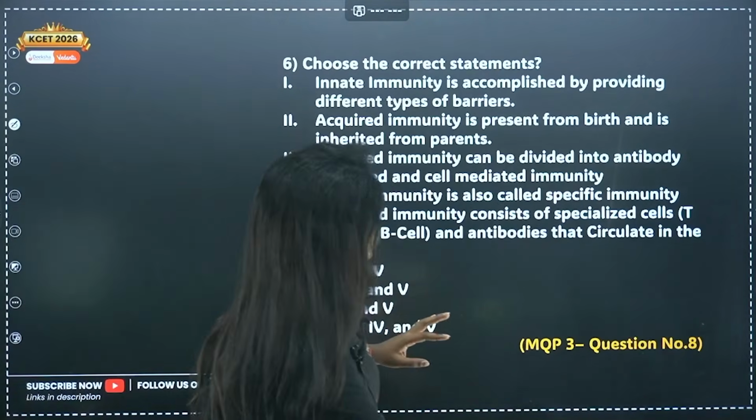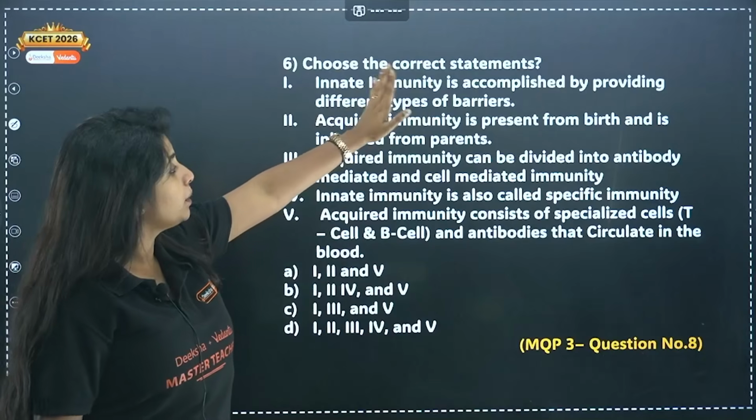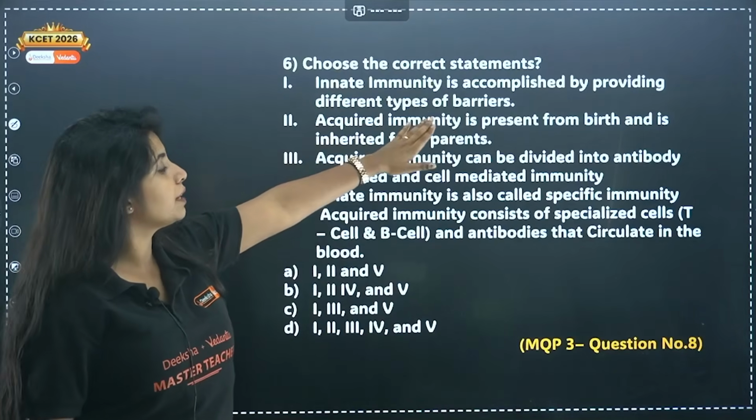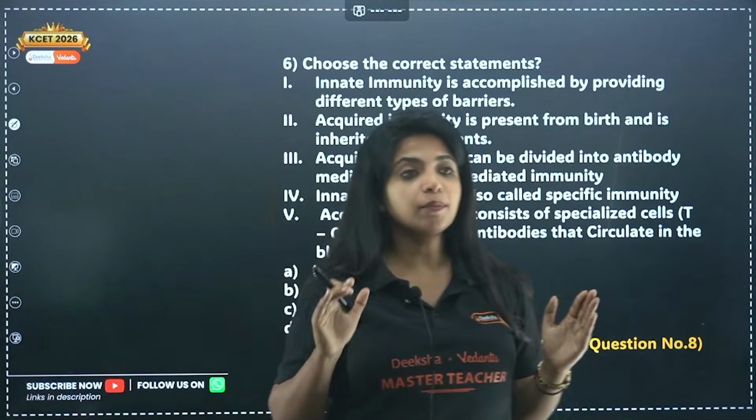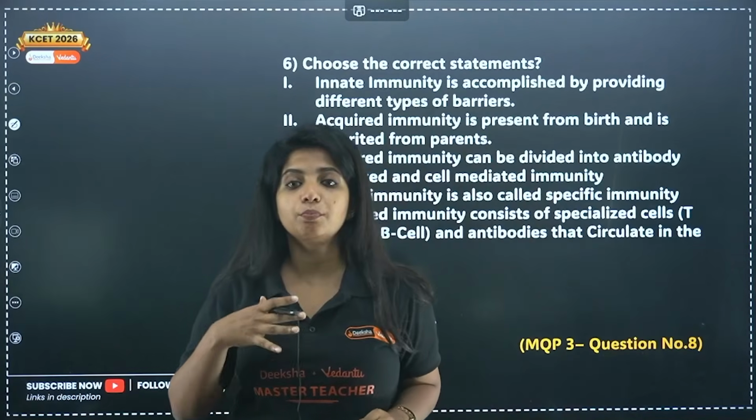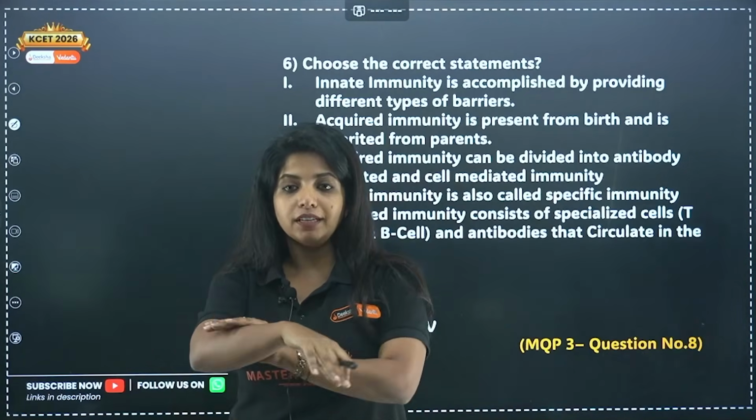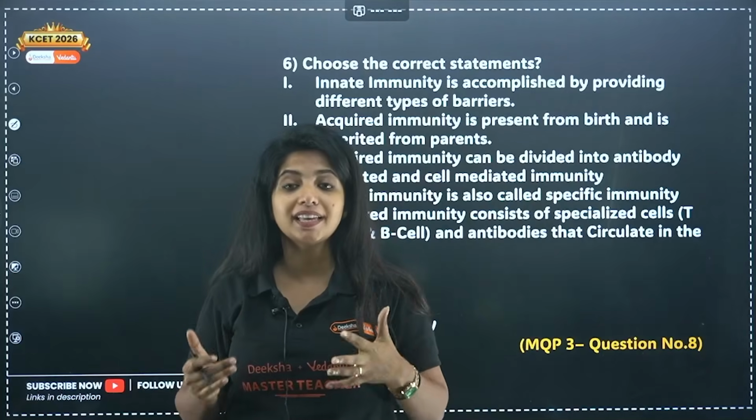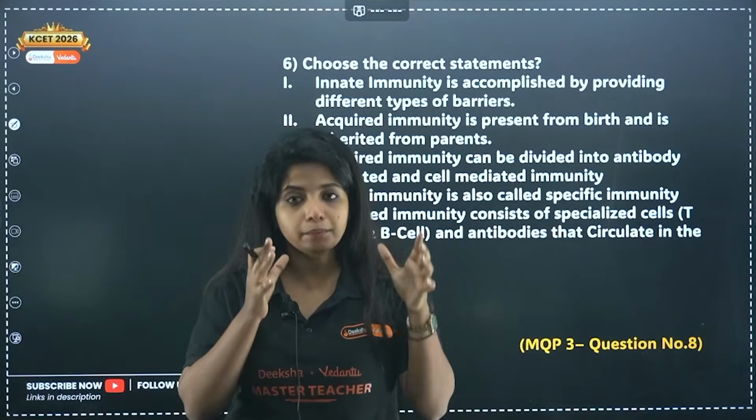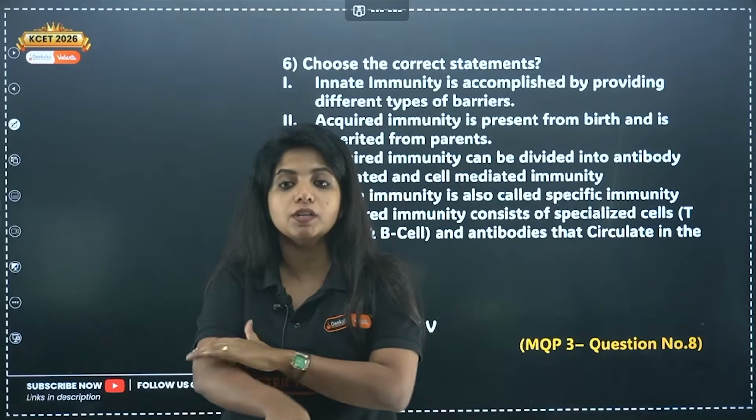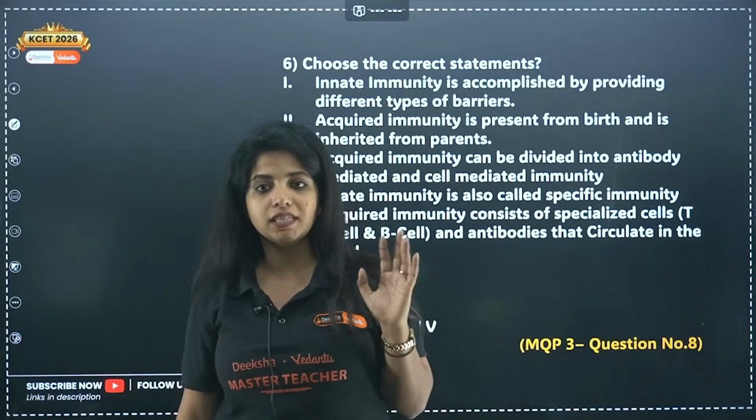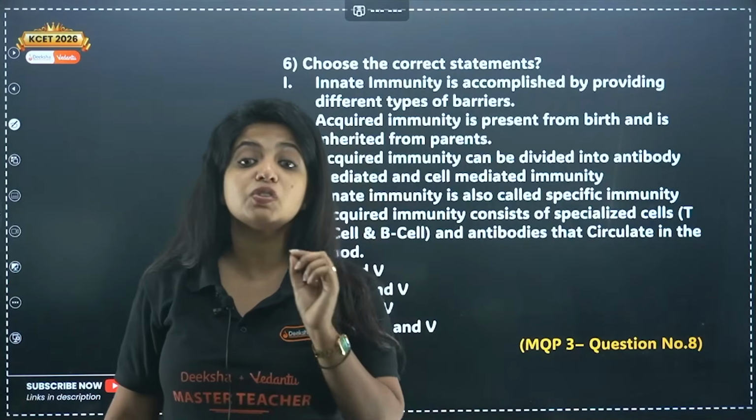So it is about innate and acquired immunity. Innate immunity is accomplished by providing different types of barriers. First of all, let me tell you what is innate and acquired. Innate immunity means something that we have from our birth. For example, your skin, your tears, everything. It is there with us from our birth. You do not need any pathogen to infect us for this to come up. It is there with us from our birth, and it is non-specific.